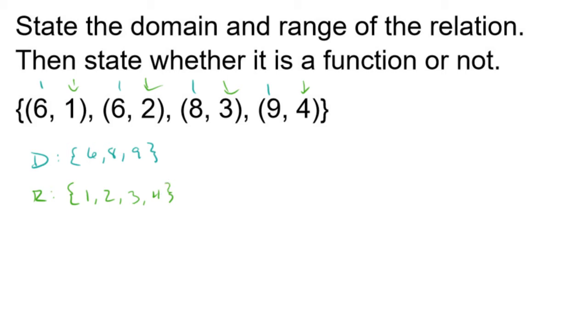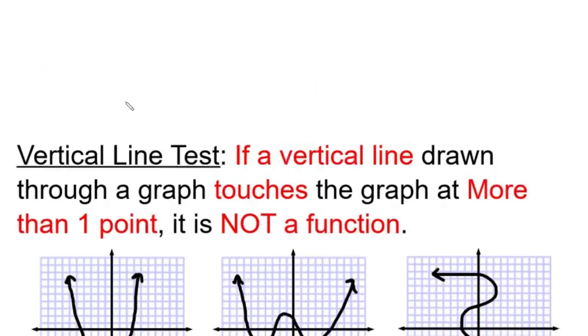All right, so then state whether it is a function or not. Here you look at all of your x's and see if there are multiple x's. 6 and 6. If they map to different y's, we have a problem. 1 and 2. So this is not a function, because you have one x mapping to two y's. 6 is mapping to 1 and 2. That's a problem.